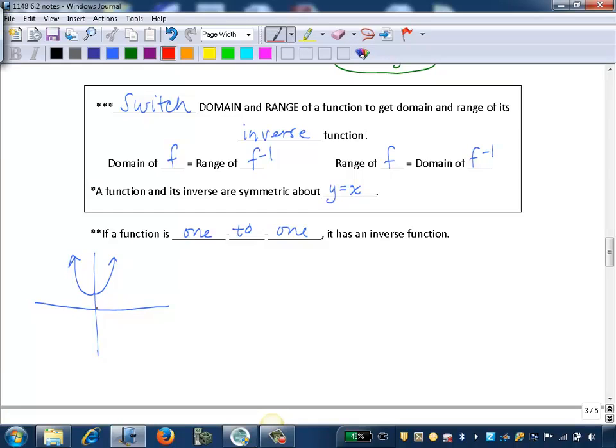Okay, so if we reflect this graph about the line y equals x, you can see it's actually going to turn that parabola on its side, and it's going to be a parabola opening to the right. Well, if we have a parabola opening to the right, if that were its inverse, that would fail the vertical line test. So this wouldn't even be a function. So that's why in all the problems that you'll do in your homework, it'll say find an inverse of a function, and they'll tell you that the function they give you is one-to-one.